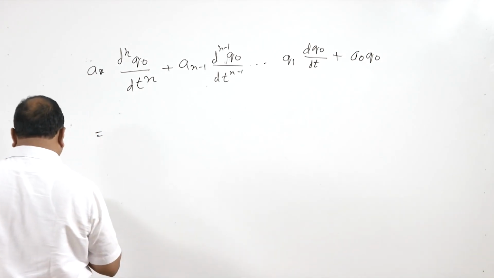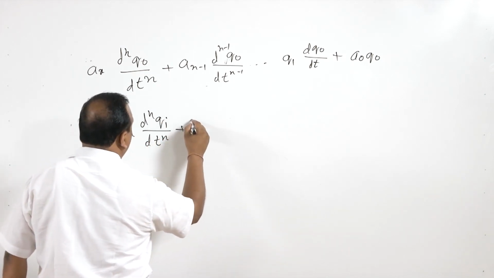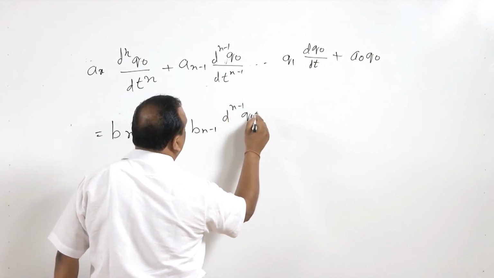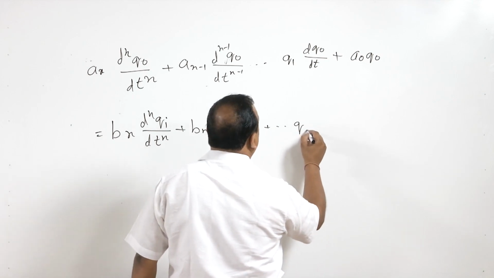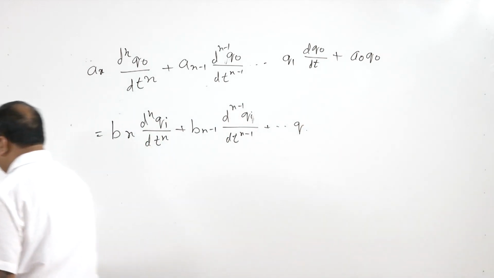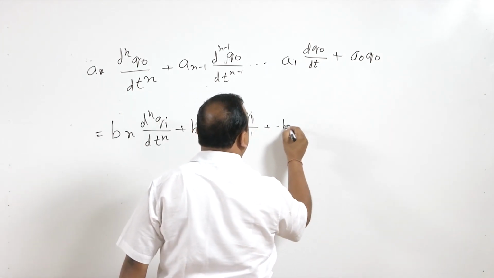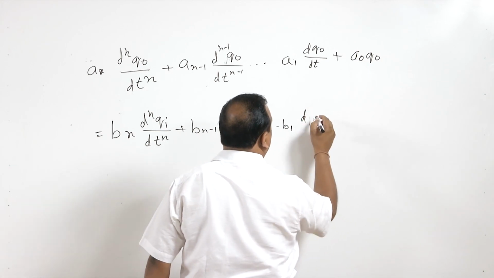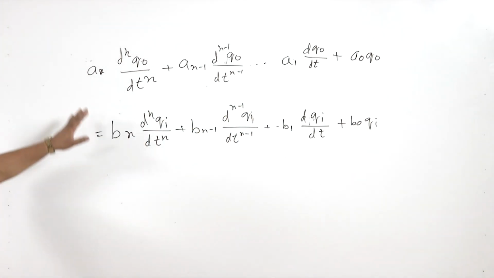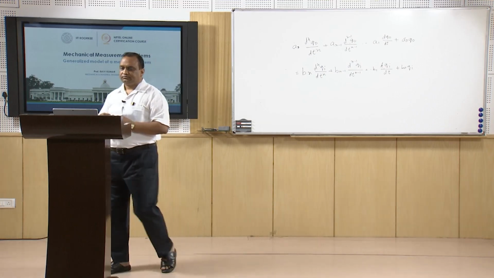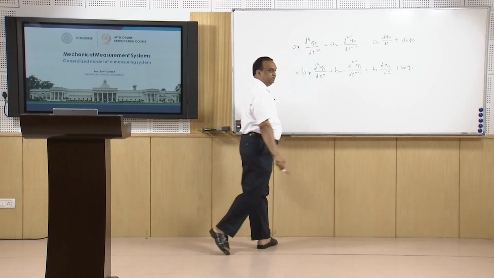And for input also, we can take bn d^n qi by dt^n plus b(n-1) d^(n-1) qi by dt^(n-1) and so on, plus b1 dqi by dt plus b0 qi. This is a very generalized type of equation. For time-dependent analysis, we have to solve this equation. And these parameters are all constants.